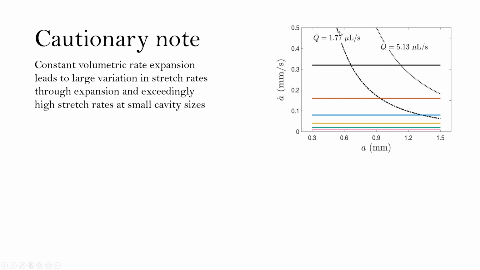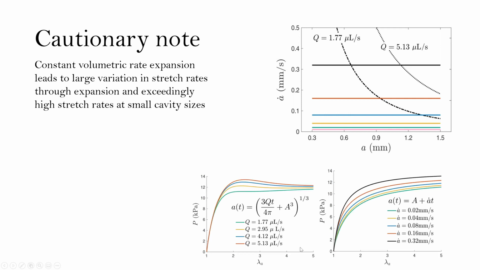But there's a large variation in the stretch rate through your experiment as you're expanding the cavity. And at the very small cavity sizes, even when you're using very small volume flow rates, your cavity stretch rate is extremely high. And what does that manifest in terms of the cavity expansion problem? So here I'm numerically solving for the pressure as a function of stretch using the viscoelastic parameters that I fitted for our experiments. And these are the pressure profiles you would get if you use a constant cavity expansion rate. And these are the profiles if you would use a constant volume expansion rate.